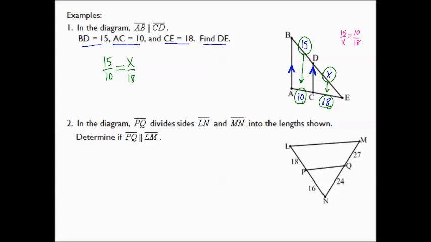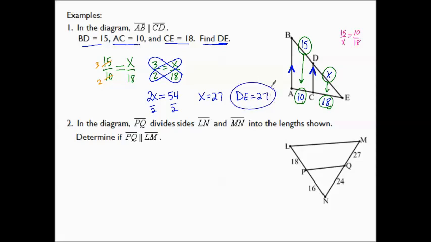How do we solve this? Well, it's best that we simplify it first and then we can cross multiply. 15/10 simplifies into 3 over 2. So let's rewrite this as 3 over 2 equals x over 18. We can cross multiply from here. If you prefer to use a property, go for it. 2x equals 3 times 18, 54, and dividing both sides by 2, x equals 27. Well, they said find DE, so I will write DE equals 27. Let's look at the next one.